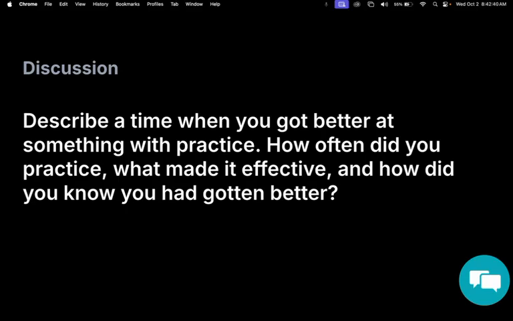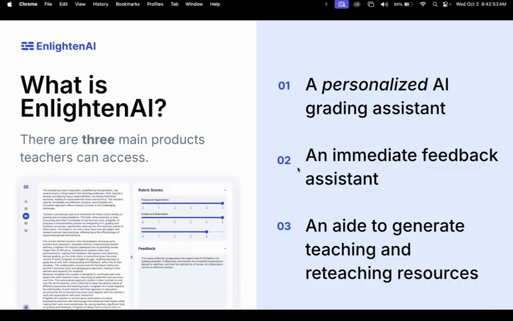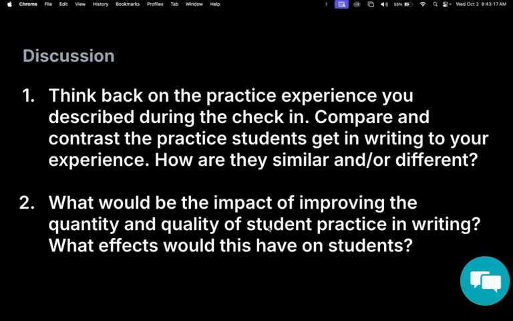So we want our results to be quick, our practice sets to be quick, short, immediate feedback, and then being able to use that feedback and make improvements. So 3 things that we'll talk about with Enlighten AI. It's a personalized AI grading assistant for you as a teacher of writing when you want to give feedback on student work that's been written. It's also an immediate feedback assistant for students to get feedback on their writing, and also for you, an aid to generate teaching and reteaching resources.